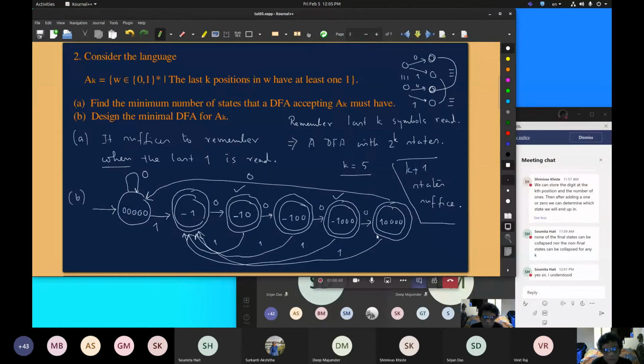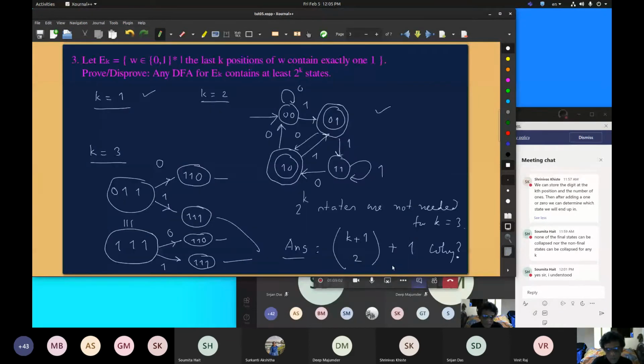As in the previous one, it is k plus 1, right? So the answer is k plus 1, and that is irrespective of any value of k. K equal to 1, 2, 3, 4, 5, everything is fine. Here also this formula is valid for any k, of course greater than or equal to 1. K equal to 0 makes no sense.